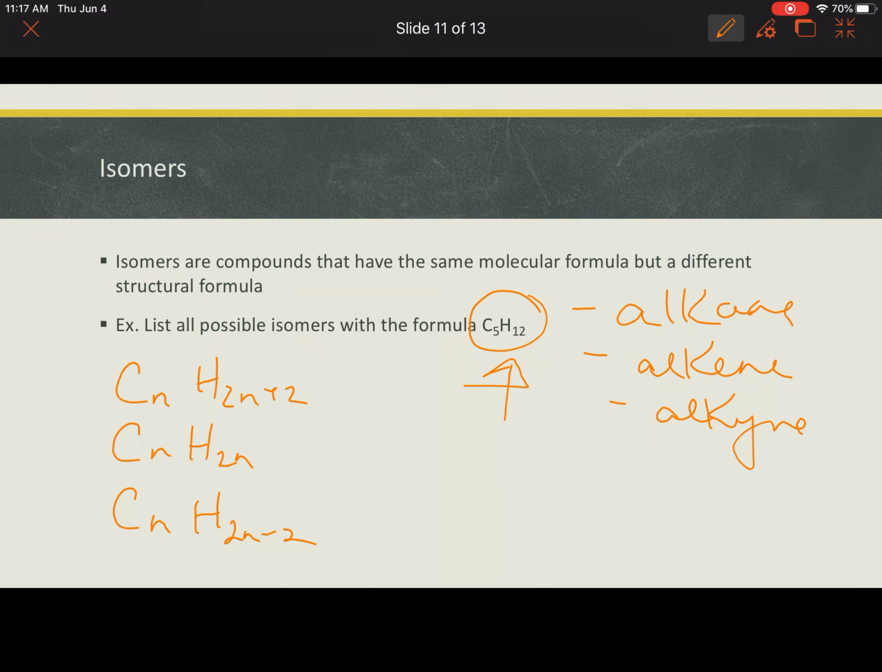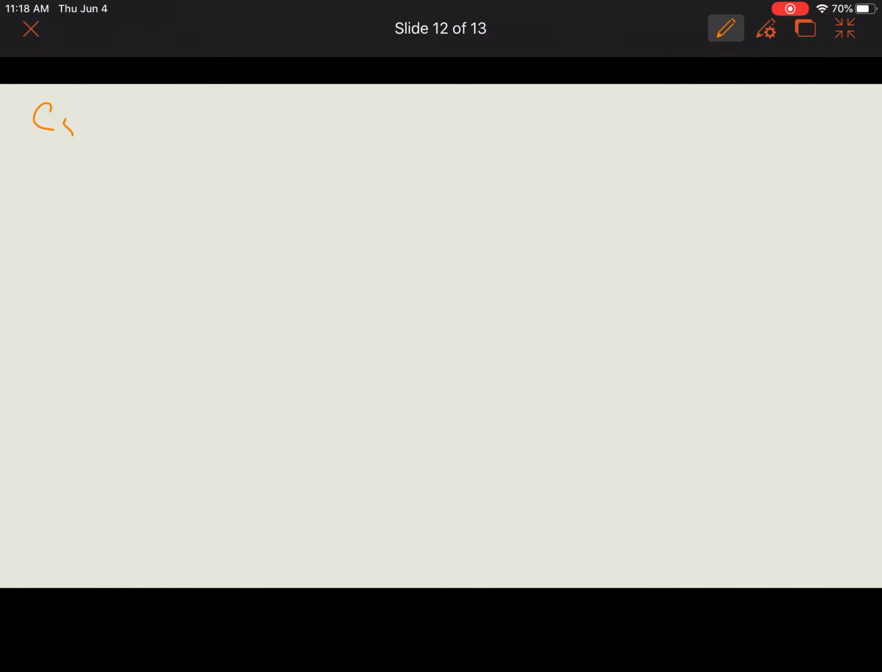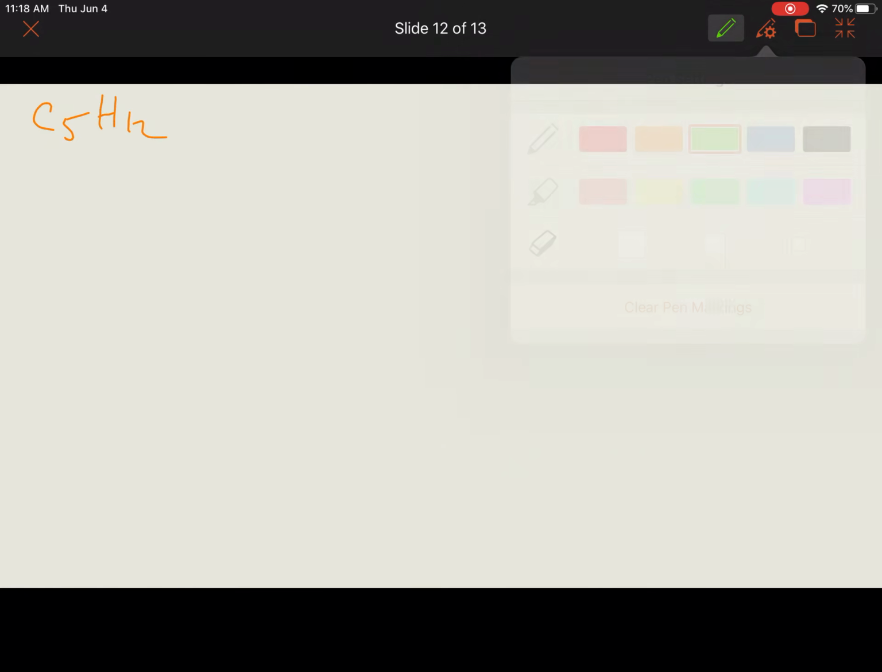So if I look at C5H12, hopefully you'll be able to see that that satisfies the formula for an alkane. So that tells me that this particular molecule is an alkane, which means all the bonds are single, they're all saturated. Now, you have to figure out how many different ways you can draw 5 carbons and 12 hydrogens, all using just single bonds, and they have to maintain that formula. So it has to be C5H12.